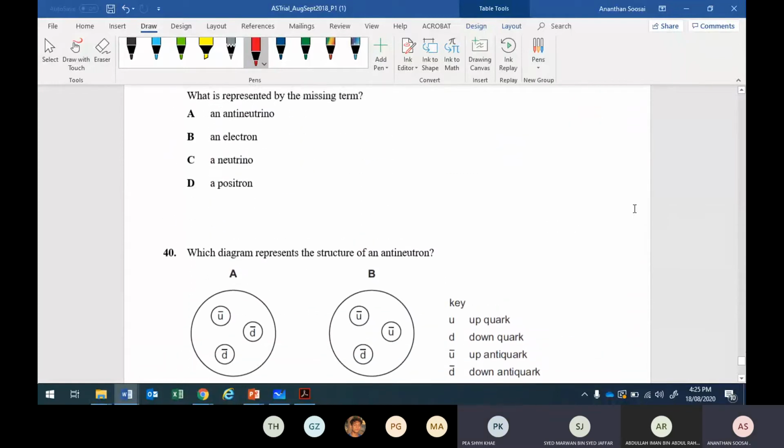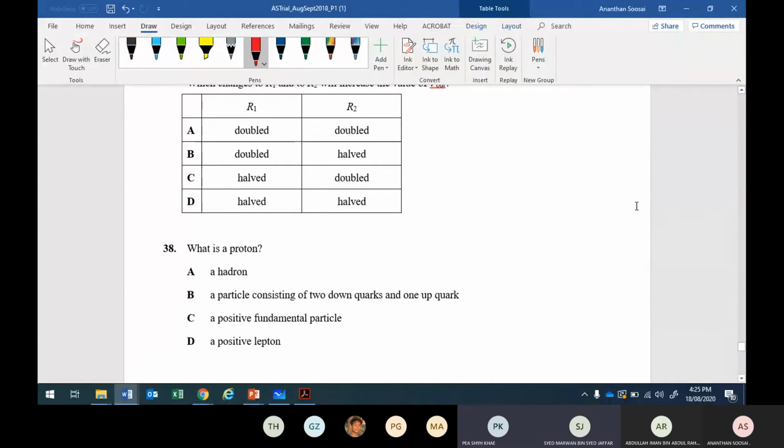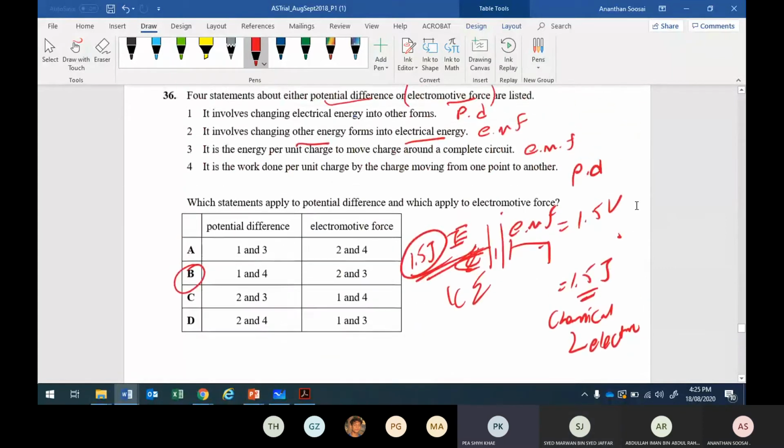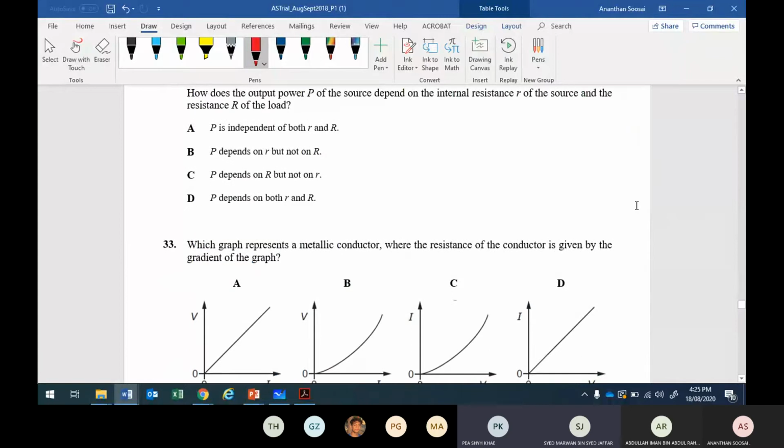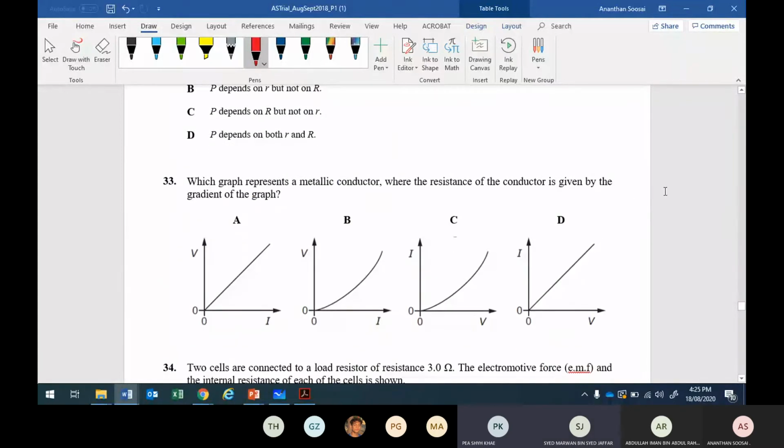Teacher, there's a question. I'm not sure if it's 33 or 32, talking about a metallic conductor one. 33. Is a metallic conductor the same as an ohmic conductor, or is it different? A metallic conductor is a solid, good conductor which obeys Ohm's law. So the answer is A, or could be A or D. The resistance of the conductor is given by the gradient of the graph. So the answer is A.